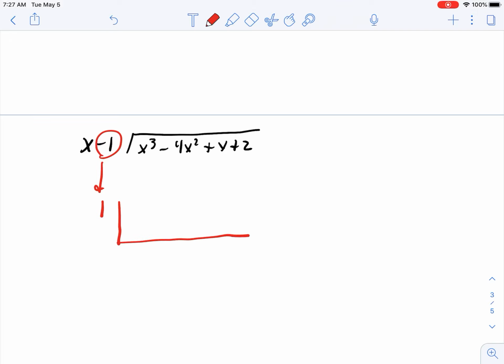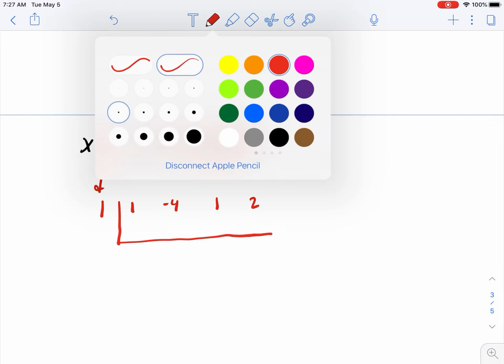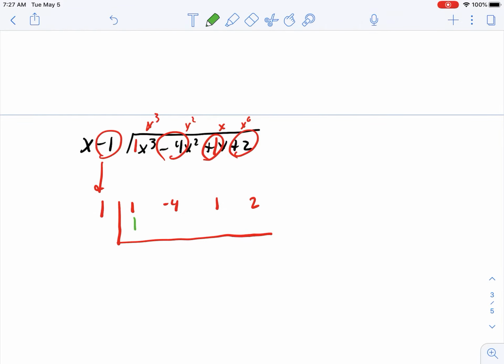Positive 1. Flip up your long division upside down. So notice there's 1 there, so put a 1 there. Negative 4, put negative 4. 1 there, 1 there. 2, 2. And those, you notice you have x cubed, x squared, x, and x to the 0. So if you're missing one, you have to put something in place of it, like a 0. All right, let's start it.